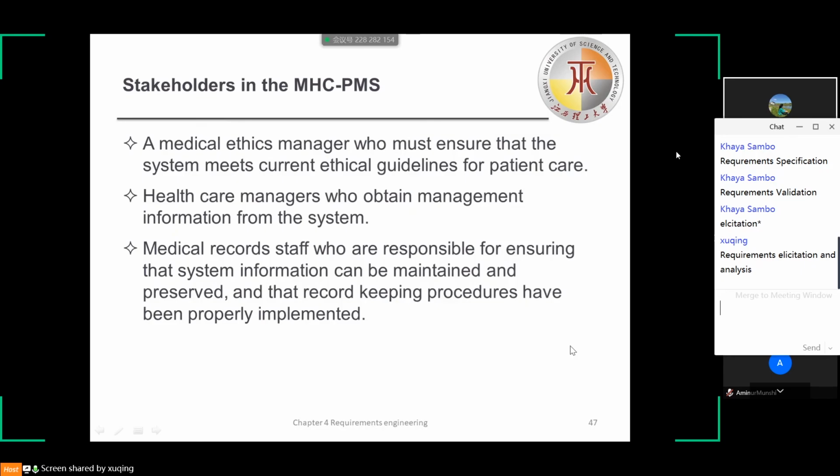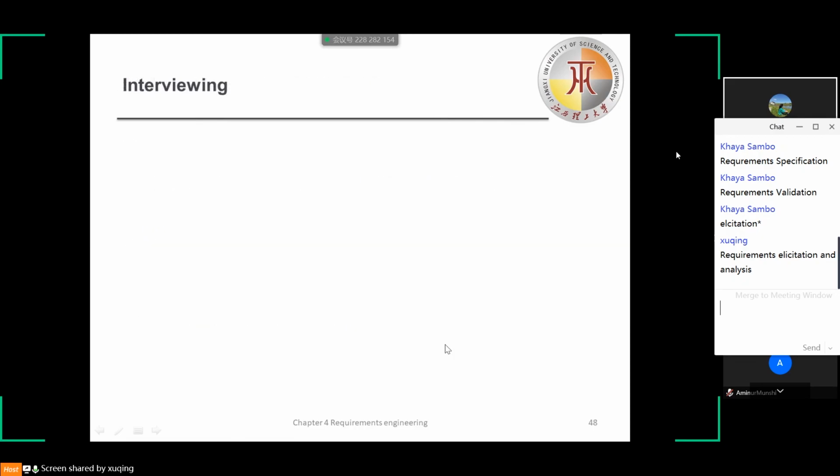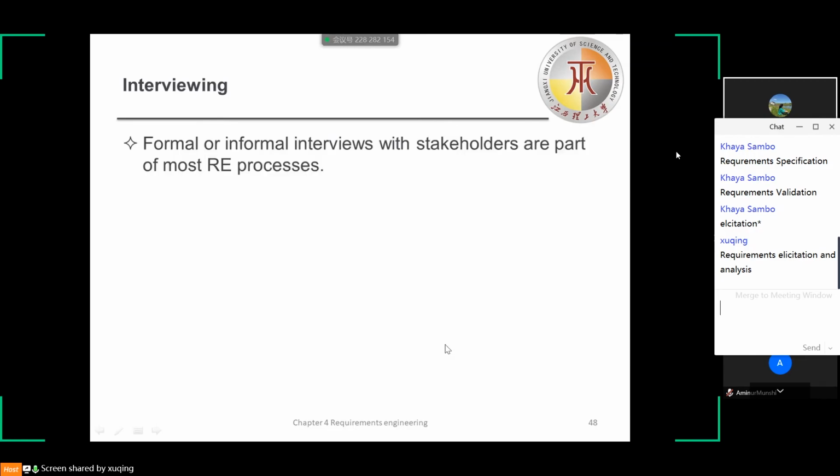Now we are beginning to see different techniques of requirements discovery in detail. The first one is the interview. Interviews may include formal and informal interviews.